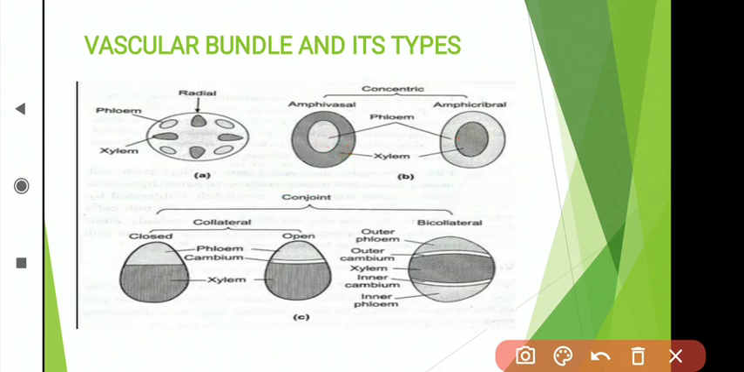Now let's discuss the third type of vascular bundle, that is known as the conjoint vascular bundle. So this is the third type, that is the conjoint type of vascular bundle.